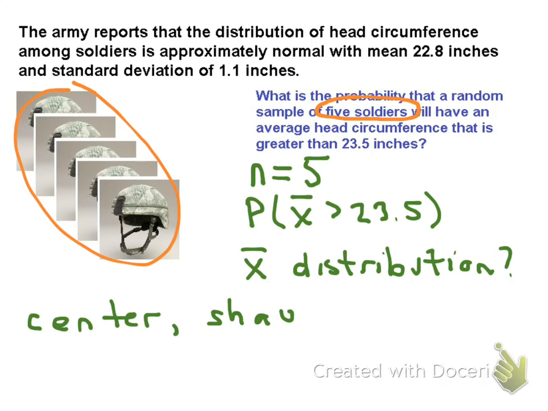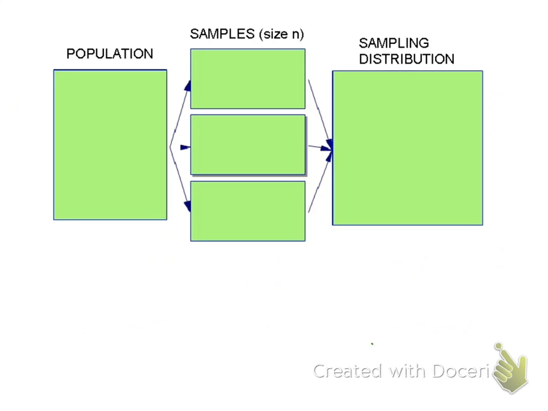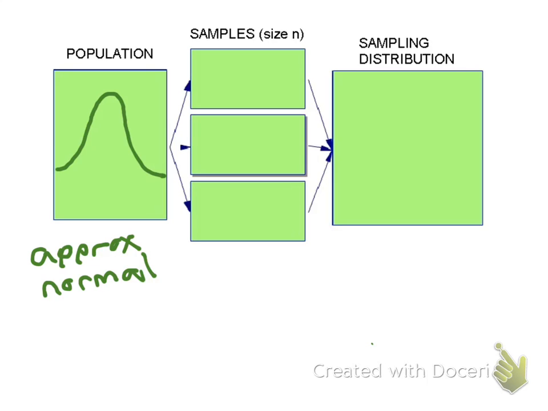Just like any distribution, I need to know the center, shape, and spread of the sampling distribution of X bar in order to be able to do this problem. So first, we're going to start off by taking a look at the shape. So we have our little flow chart here. Let's think about the population. We're told about the population of head circumferences. We are told that they are approximately normal, and those are our X's.